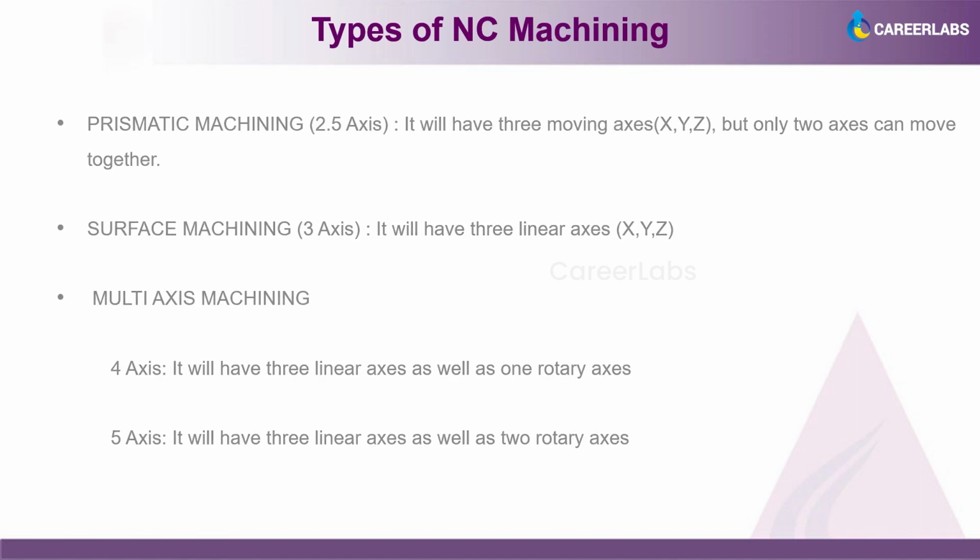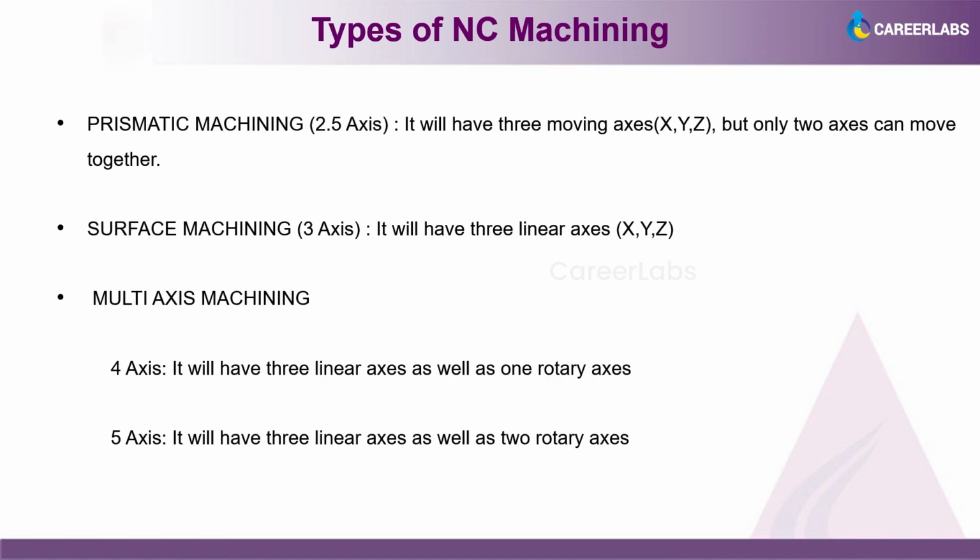So, types of NC machining. There are different types of NC machining. Prismatic 2.5 axis: it will move 3 axes, but only 2 axes can move together. One will be fixed. And surface machining, 3 axis: it will have 3 linear axes XYZ, which moves the tool at the same time.